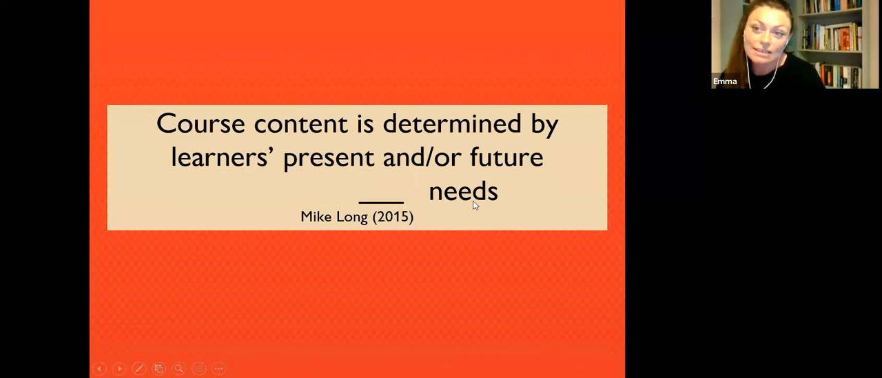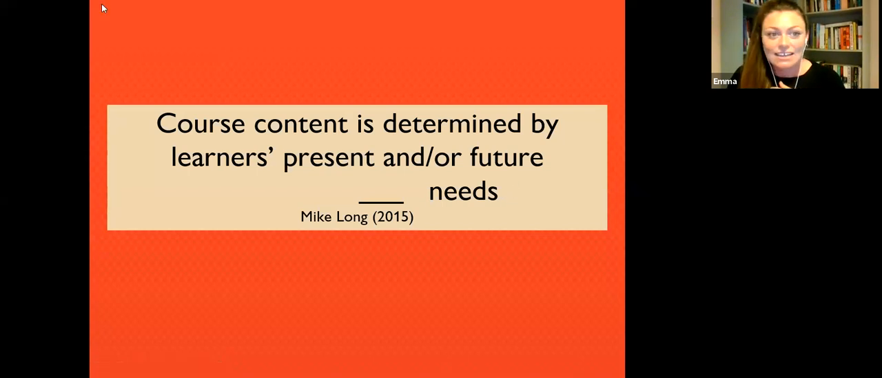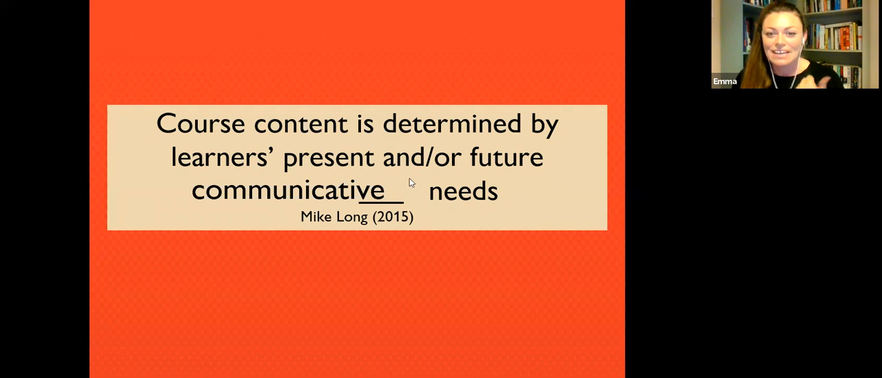One of the leading figures in needs analysis, especially if you're into a task-based approach, would be Mike Long, who actually passed away last year. But if you look at any of Long's work, needs analysis is at the very heart of what he does. Not just any old needs analysis, but the course content is determined by learners' present and or future needs. What kind of needs? Nice, Anthony. Maria Jose, spot on. Peter, spot on. Communicative needs.